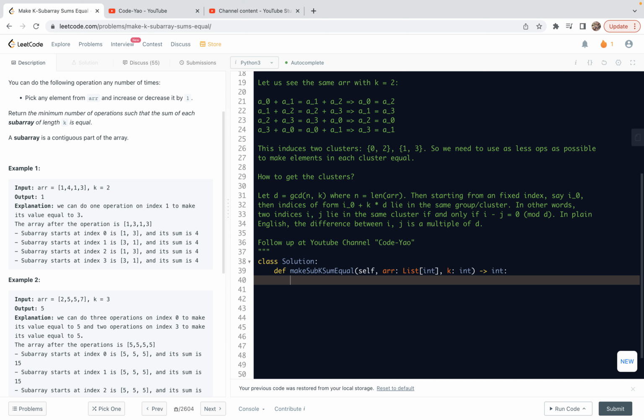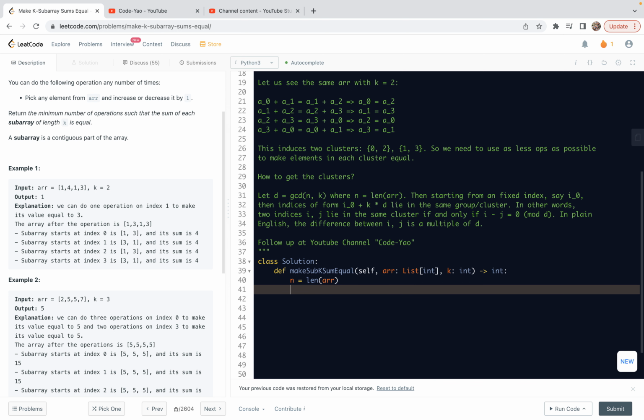As for the coding, it's very straightforward. First let's get the length of this array, just for convenience. Then let's get the GCD of n and k. Here we can call math.gcd with n and k. Or if you like, we can write our own utility function.